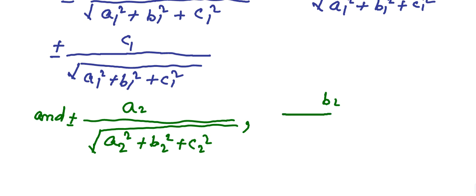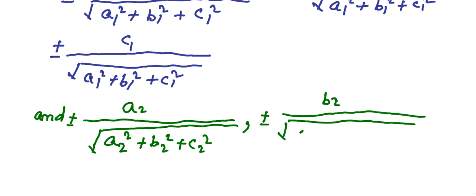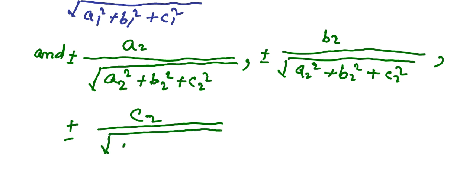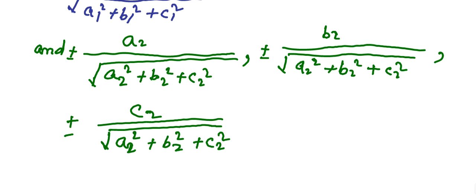for b2 that is plus minus b2 under square root a2 square plus b2 square plus c2 square, comma, plus minus c2 under square root a2 square plus b2 square plus c2 square. These are the expressions for equation 1 and equation 2.